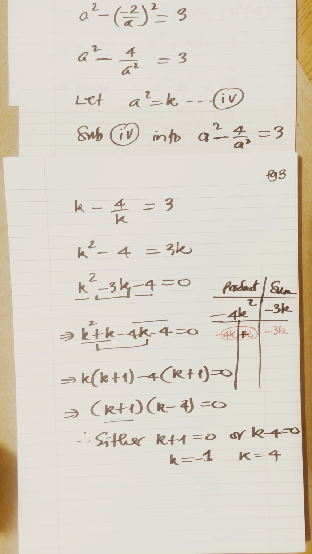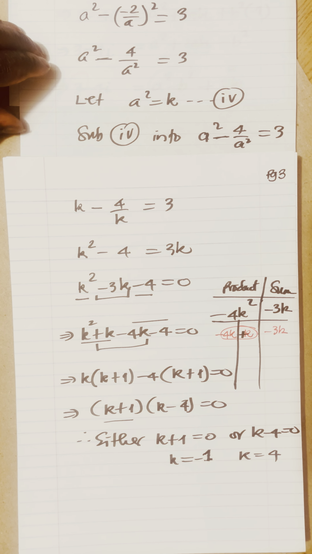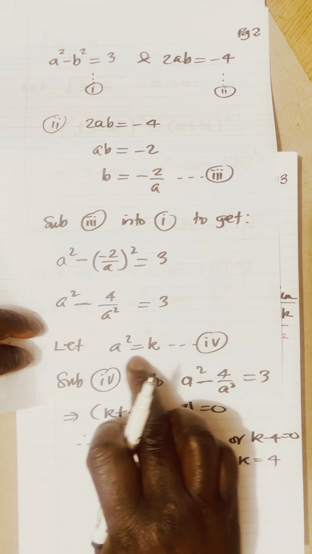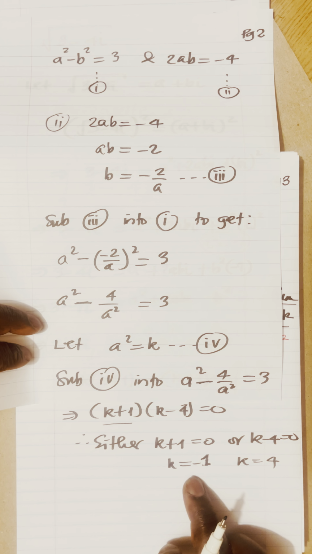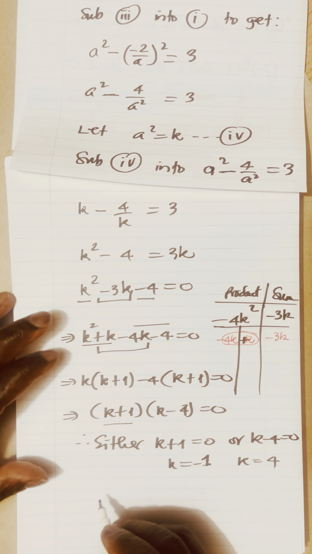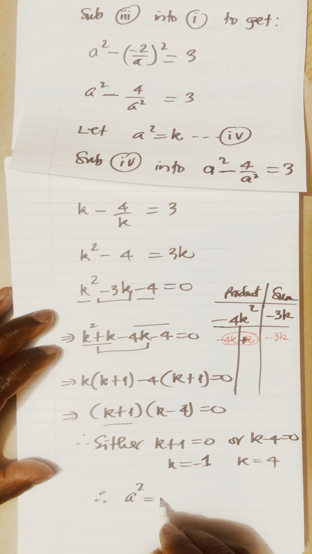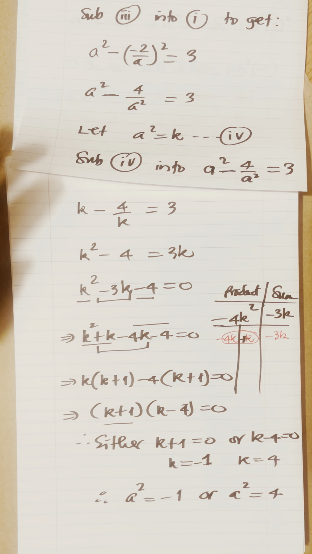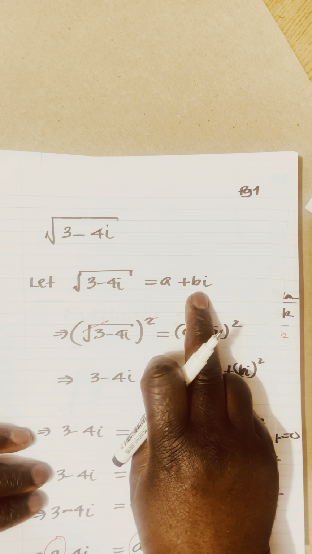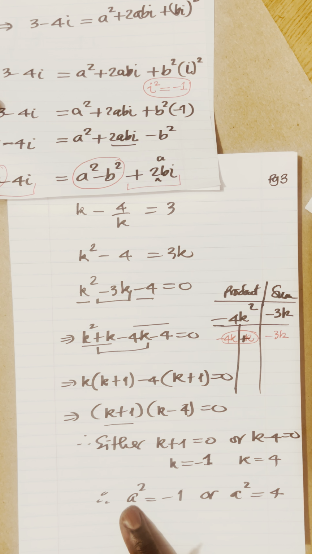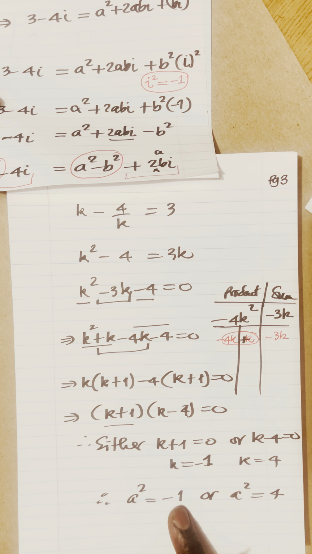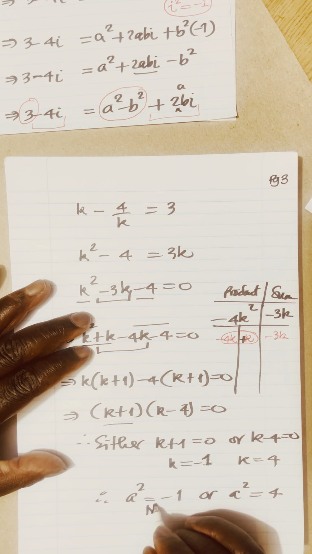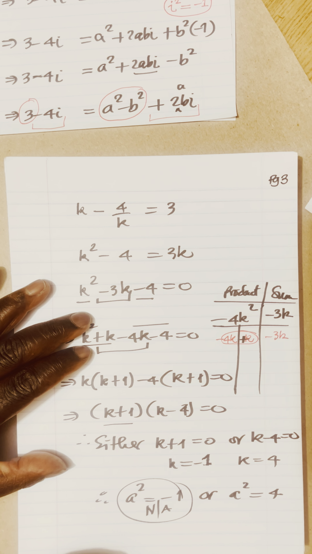Now, let's go back. What are we saying? Remember, k is equal to a squared. So we're going to say a squared is either equal to minus 1 or 4. So therefore, a squared is equal to minus 1 or a squared is equal to 4. Now remember, a is the real part. I told you that a complex number has the real part and the complex part. And therefore, there's no real number a whose square is minus 1. So this one here will not provide a solution, not applicable, because a squared can never be negative.